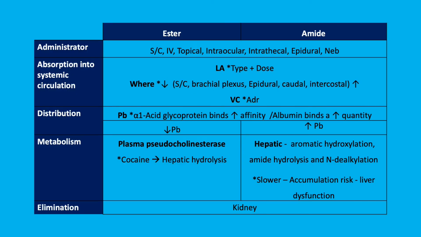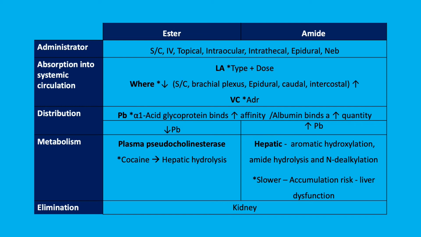So as we've discussed, local anaesthetics can be esters or amides. They can be administered via a range of different routes. They can go absorption into the nerve, but there's also absorption into the systemic circulation. Factors determining absorption into the systemic circulation will be the local anaesthetic itself, the dose, and where it's administered. So intercostal administration has a higher risk of absorption into the systemic circulation than subcutaneous. And also the use of additional vasoconstrictor agents.